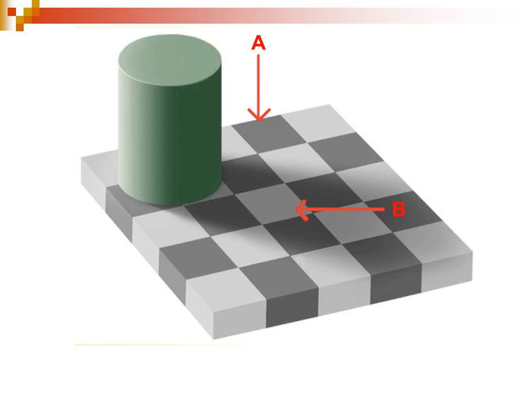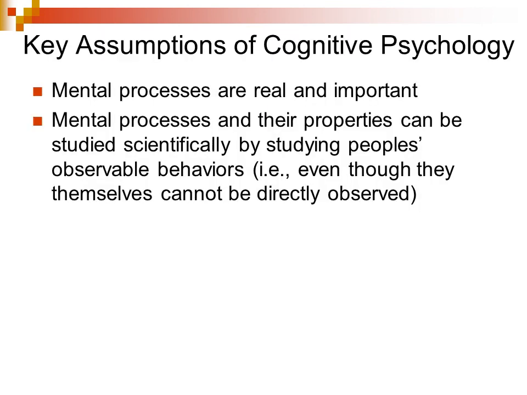This brings us to our second point, that mental processes and their properties can be studied scientifically by studying people's observable behaviors, even though the mental processes themselves can't be directly observed. So, by studying people's responses through demonstrations like these, as well as more rigorous experiments that we'll talk about throughout the semester, cognitive psychologists are able to show that mental processes are real, and that again we can learn about these mental processes by studying people's observable behaviors.